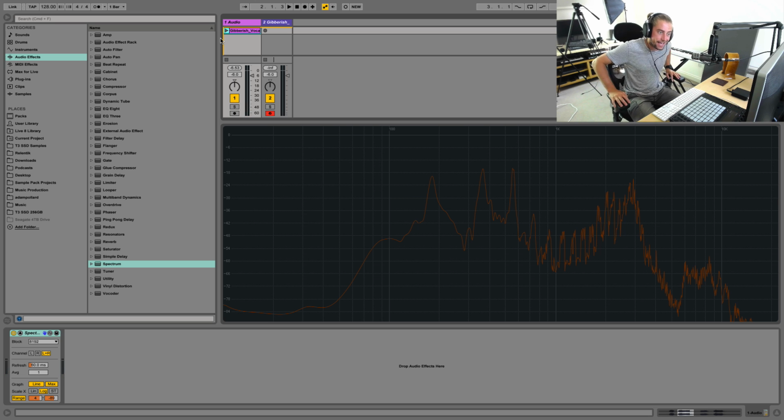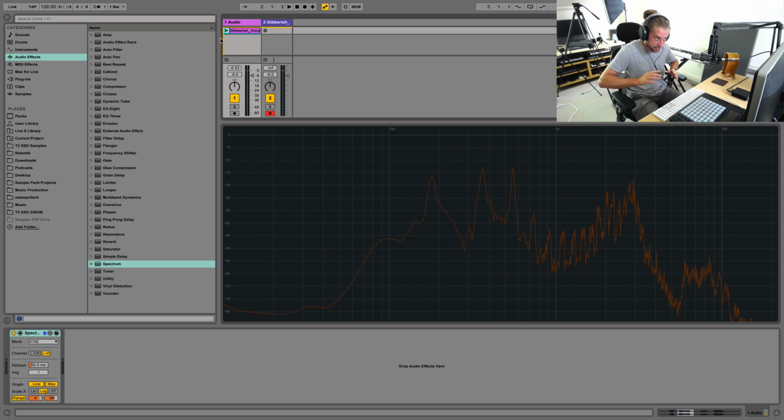Now what you're looking for here is the pitch of the vocal sample. When you're making words, when you talk with your voice, the vowels in particular have a particular pitch. And so when looking at this spectrum analyzer, we're looking for the fundamental frequency, the pitch of the sound.